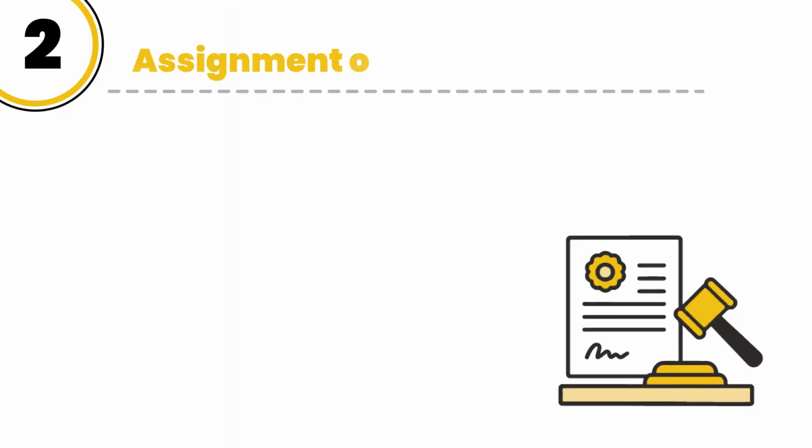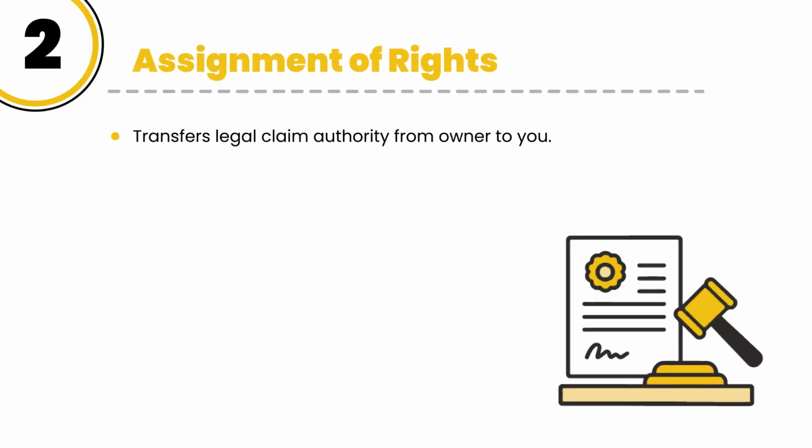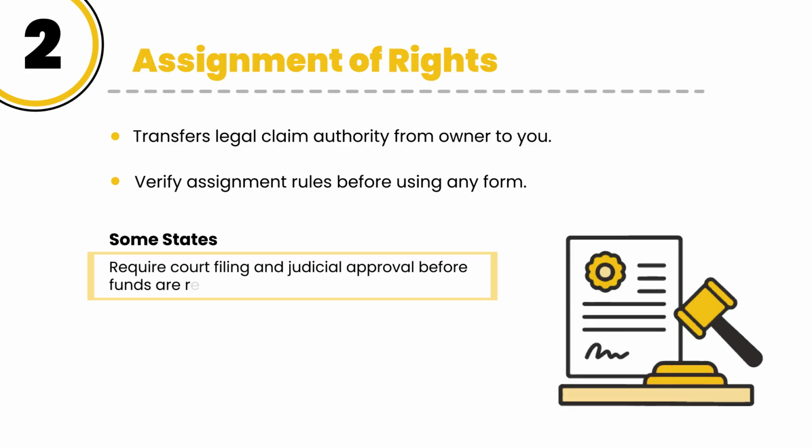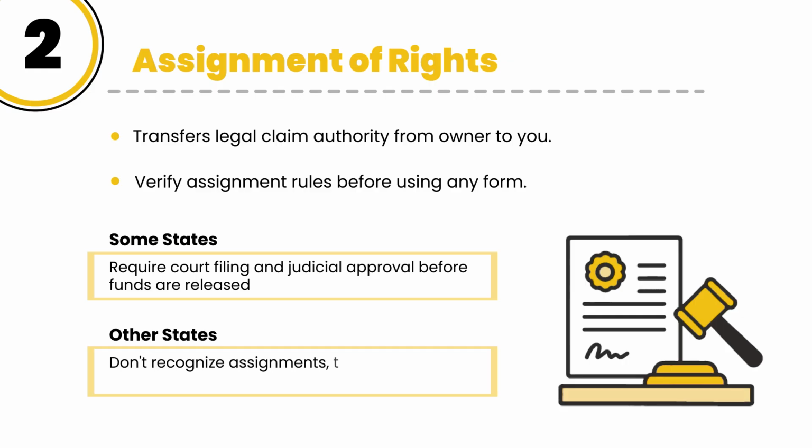2. The assignment of rights. This is the document where the former owner legally transfers their right to claim the surplus funds over to you. Without this, you are nobody to that county. Some states require this assignment to be filed with the court. Some require a judge to approve it before the funds are released. And some states do not recognize it at all and require the owner to file directly. This is not a document you can copy from another state and reuse. You have to verify how your specific state handles assignments before you rely on this as your foundation.